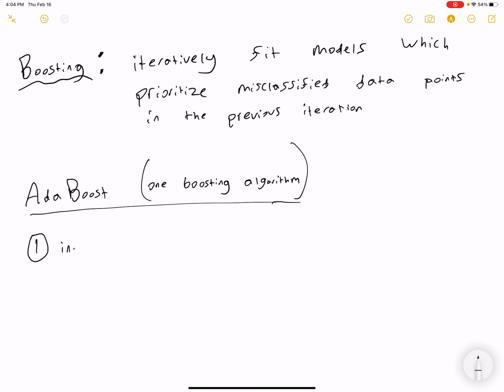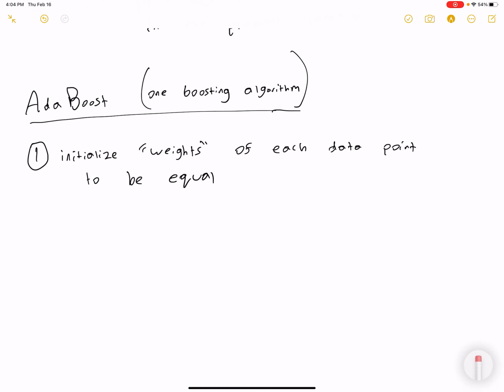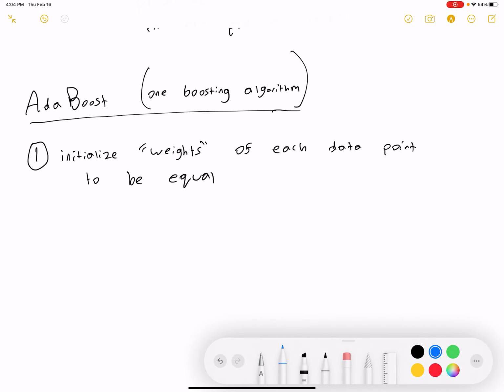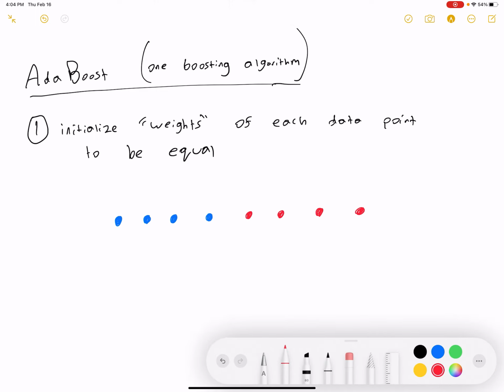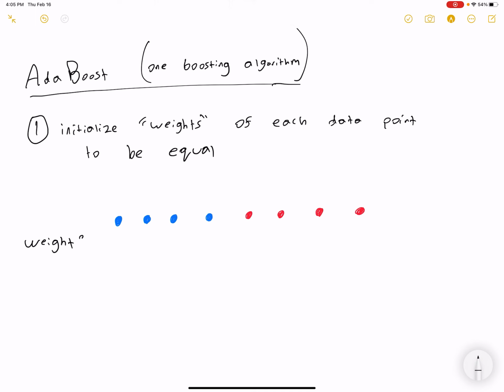So first step is that you initialize the weights of all the data points to be equal. By the way, there's all these formulas in AdaBoost, but I'm just going to cover it at a high level. I don't think the formulas teach you anything. And there's, again, many ways to do it, so no point in giving you formulas that happen to work when there's no conceptual gain in covering the formulas. So, we might have 8 data points in our data set, and we would give them equal weights. So just dividing by 8 because there's 8 data points.